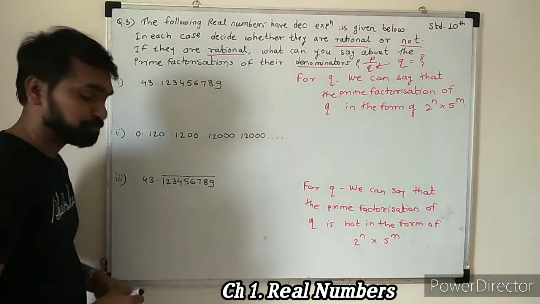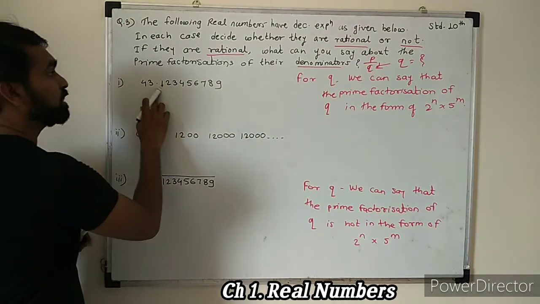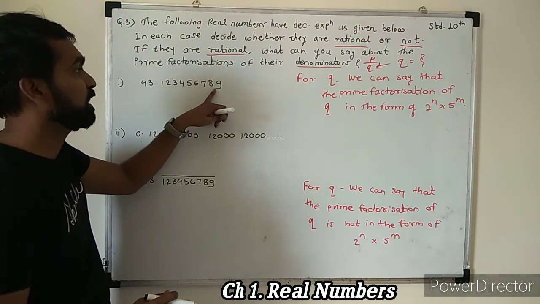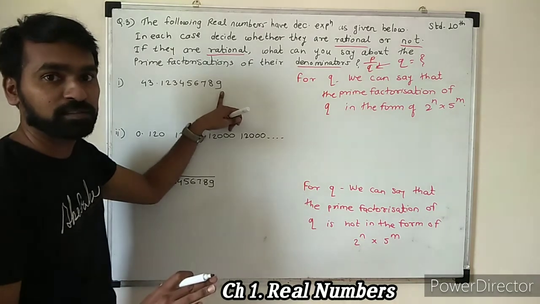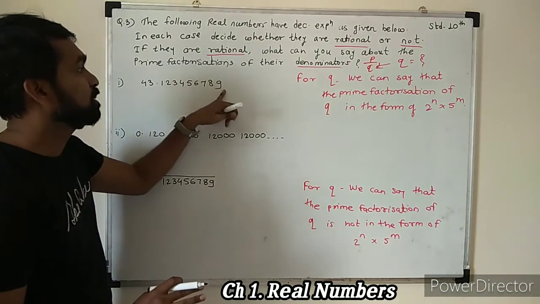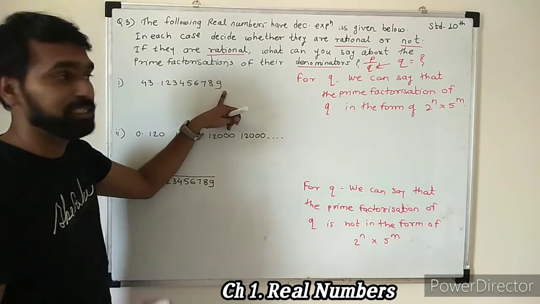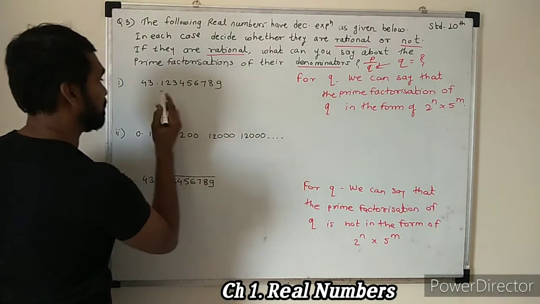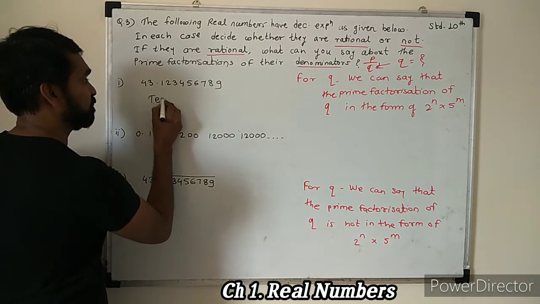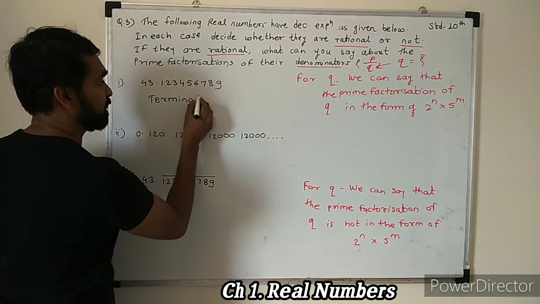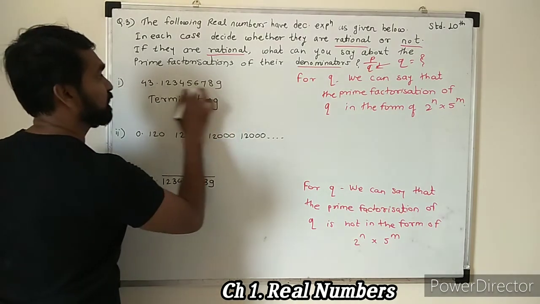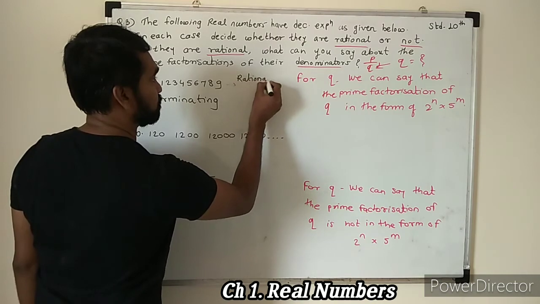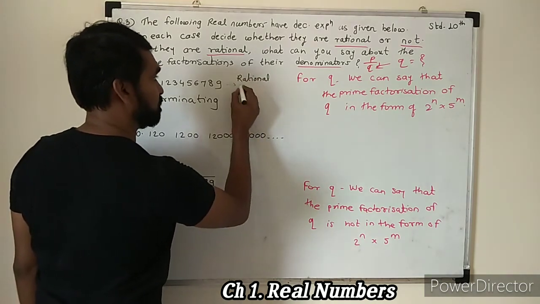Okay. See the question. First, 43.123456789, and here it ends, right? That is what? Here the remainder becomes 0. So 43.123456789 is a terminating decimal number, right? Terminating. That is what? It is a rational number. It is rational, right?